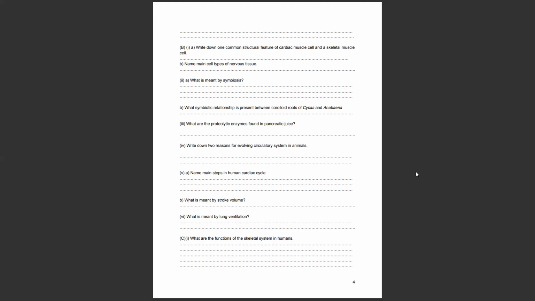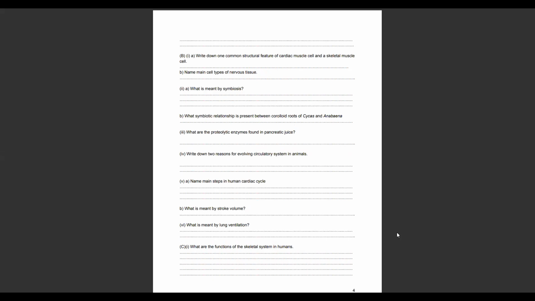Part C, Roman number 1. What are the functions of the skeletal system in humans? Support, protection, movement, storage and release of calcium under the influence of some hormones. Next one, storage and release of phosphate under the influence of some hormones. And last one, production of blood cells in the bone marrow. Right? 5 marks. If you have written all 6, give 5 marks. If you have written only 4 or 5, give 4 marks like that.